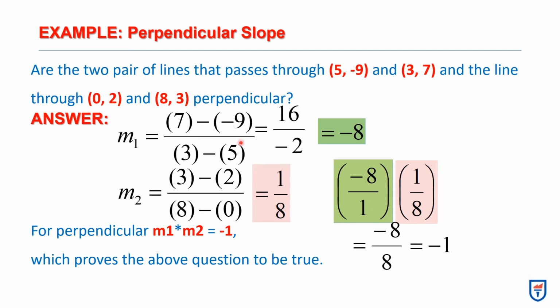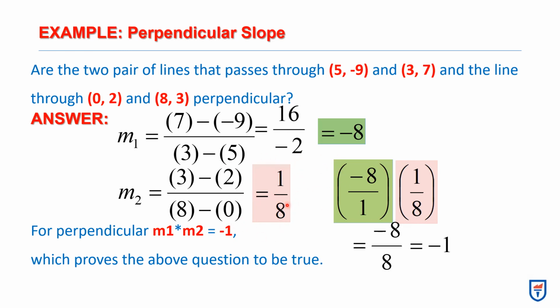So we're saying 3 minus 2, which is the change in y, divided by 8 minus 0, which is the change in x. 3 minus 2 gives us 1 over 1, and 8 minus 0 gives us 8. So this is the slope of the second line.